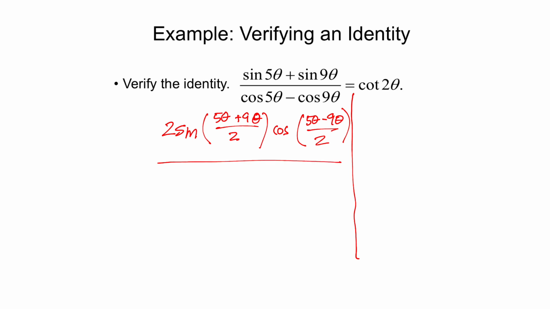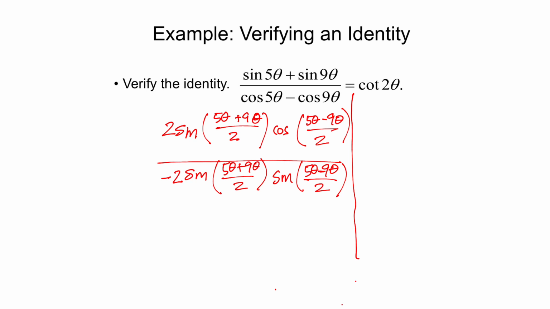On the bottom, we start out with two cosines, and we have a difference of the two cosine angles. This gives me negative 2 sine of the sum of them, so 5 theta plus 9 theta over 2, multiplied by the sine as well of their difference, so 5 theta minus 9 theta, subtraction in there, all over 2.